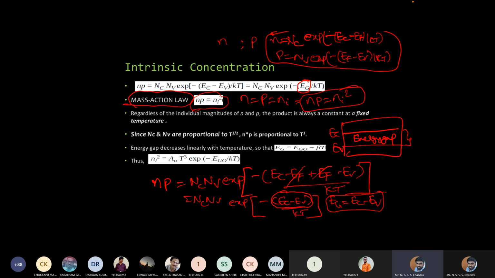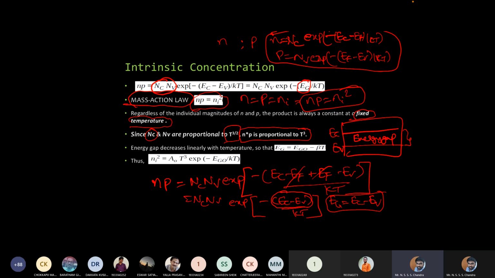Okay, this expression is valid only at a fixed temperature. If the temperature is varying, this expression will not be valid. At a given fixed temperature, this product will be equal to ni square. You already have the Nc term proportional to T power 3 by 2. If you go back and see the expressions, n into p is nothing but Nc into Nv, so n into p will be proportional to T cube. This relationship you should remember.